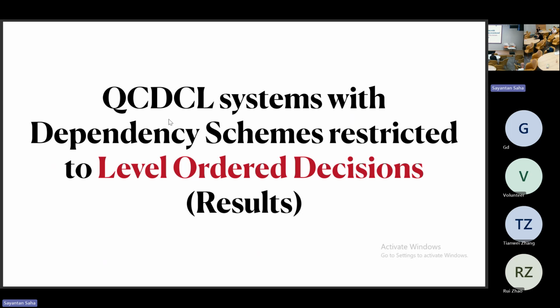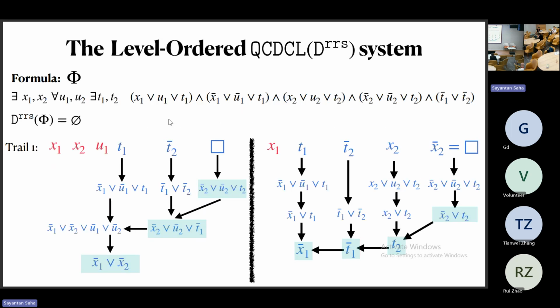Now the first way I'll focus on is I restrict my QCDCL to level ordered decisions only. I will not talk about any relaxations on the order of decisions. I'll talk about dependency schemes in propagation and learning and in the pre-processing stage.